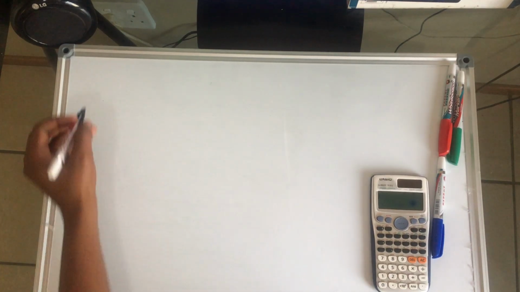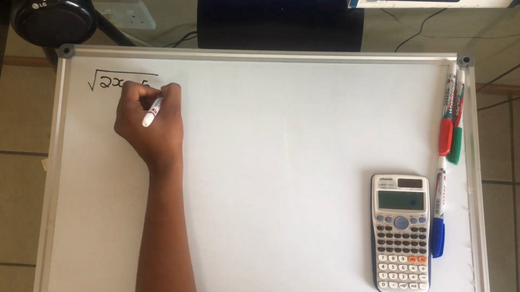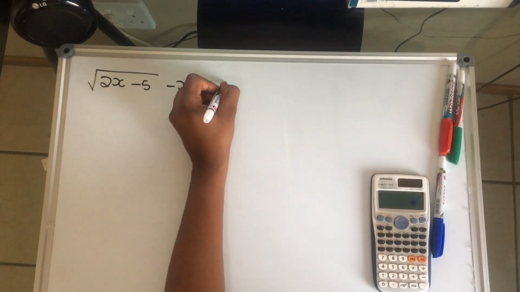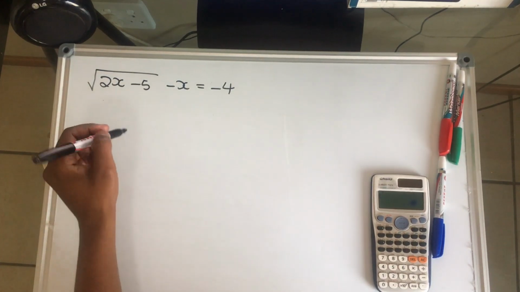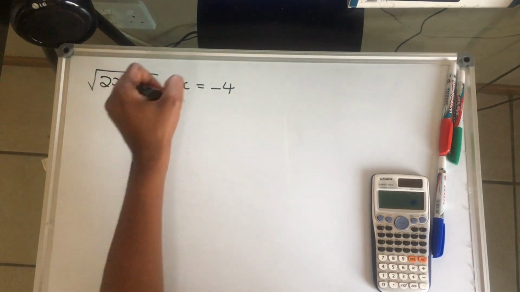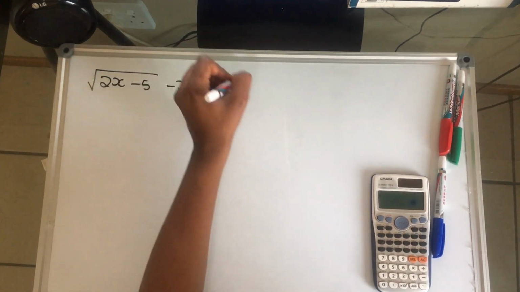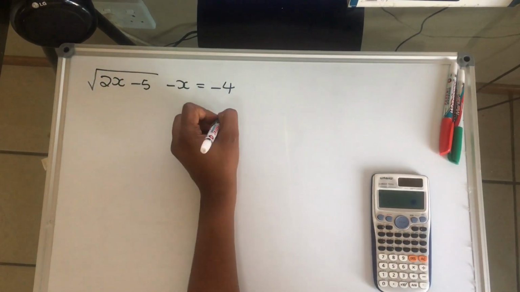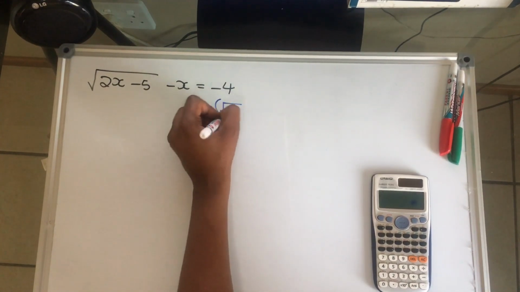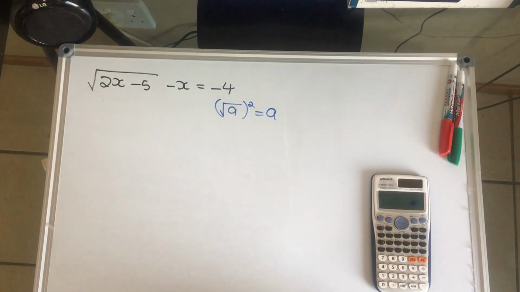Okay, so our next problem here: the square root of 2x minus 5 minus x equals negative 4. The first step to solve this problem is to remove the square root. We can't remove the square root as it is right now; rather, we shift the minus x to the other side, and then we square what's remaining. Remember, the square root of a, when you square it, your answer is a. So by doing that, we're going to eliminate the square root.